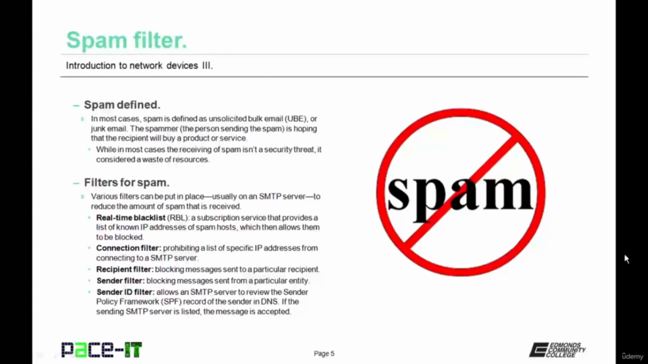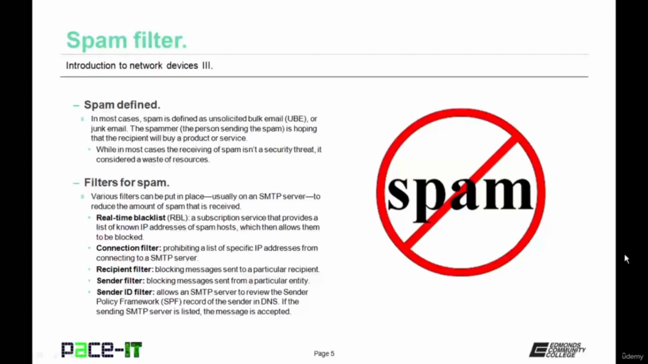There are various filters that are available for spam. These can be put in place, usually on an SMTP server, to reduce the amount of spam that is received by the end users. These filters include the real-time blacklist, or RBL. This is a subscription service that provides a list of known IP addresses of spam hosts, which then allows them to be blocked from reaching the SMTP server.